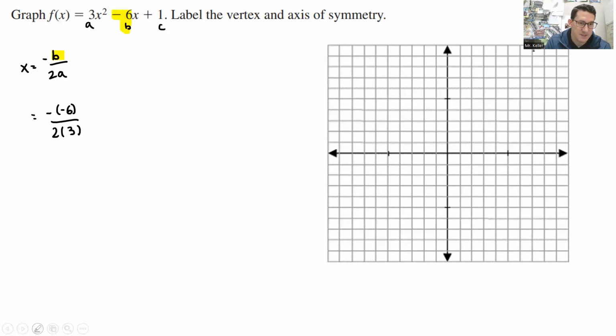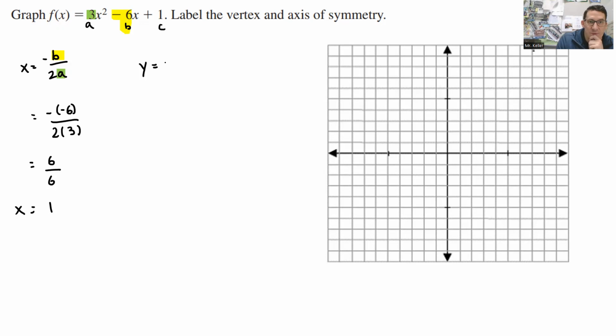Just highlight some things again. So a is positive 3, so that's going in here. Multiply or simplify that. Okay. All right, so negative negative 6 is positive 6. 2 times 3 is 6. 6 over 6 is 1. So x is 1. Let's put that back into the formula.